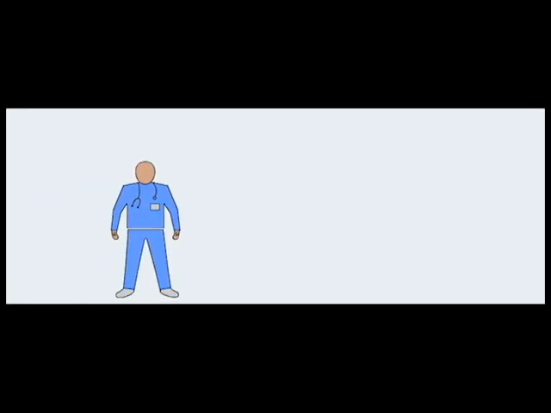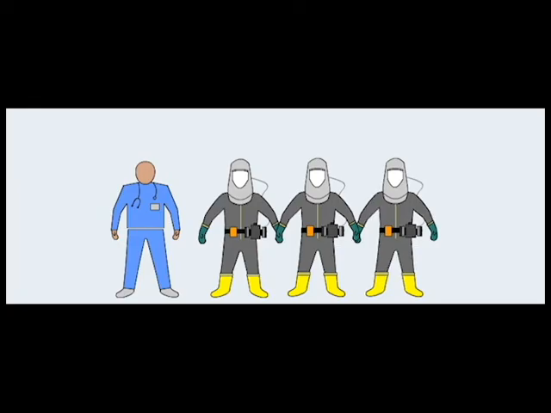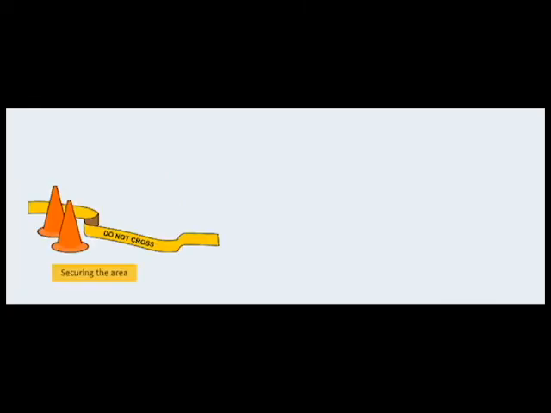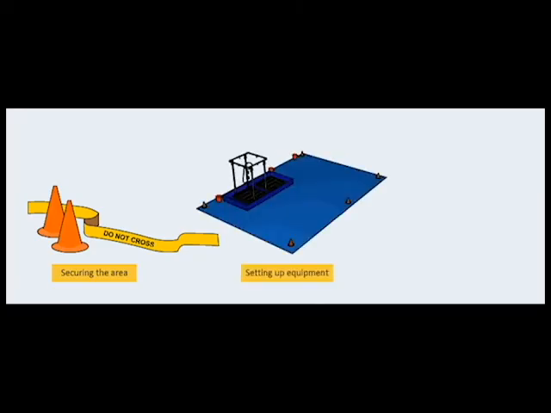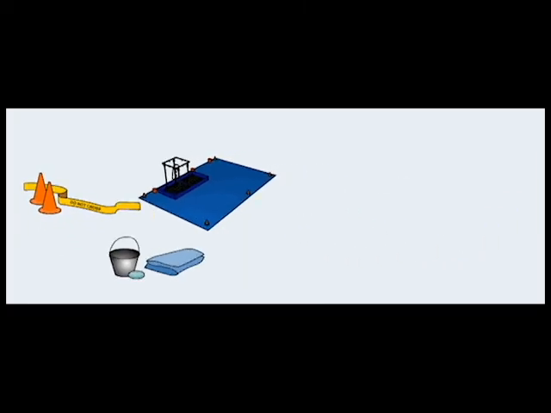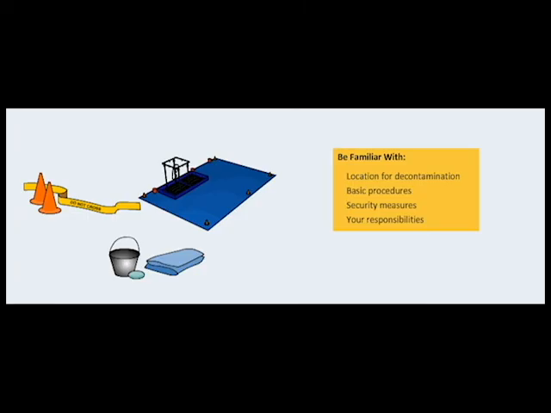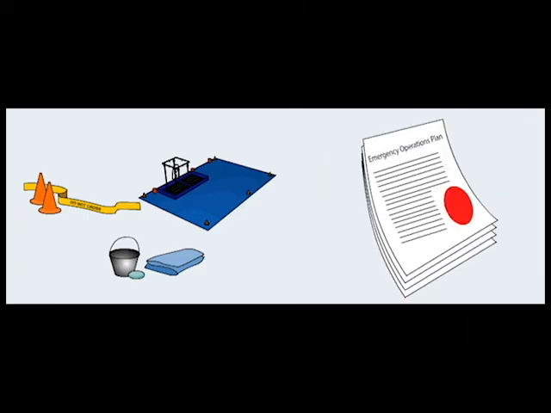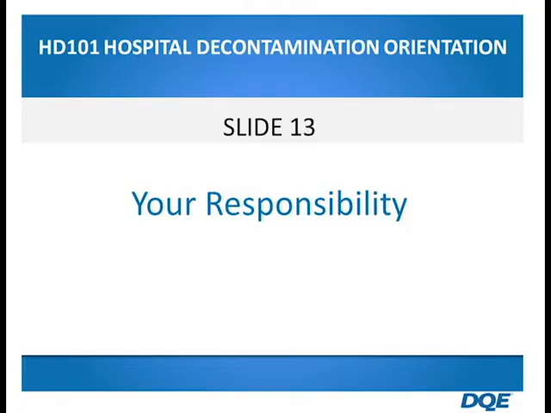You may be called upon to offer support to those who are actually conducting decontamination. This may include securing the decontamination area, setting up equipment, or supplying the team with towels, sheets, blankets, food, or water. For this reason, you should at least be familiar with the location where decontamination will be conducted, basic procedures, security measures, and your responsibilities. Again, this information should be included in your hospital's emergency operations plan.